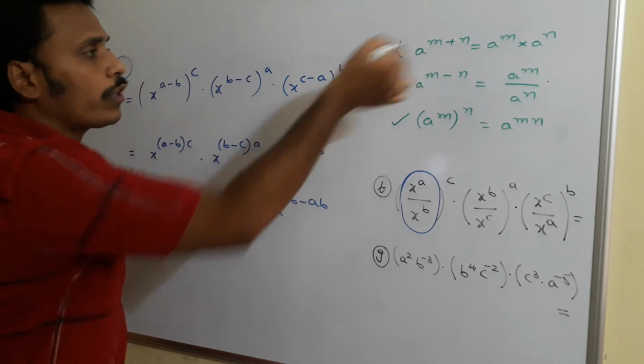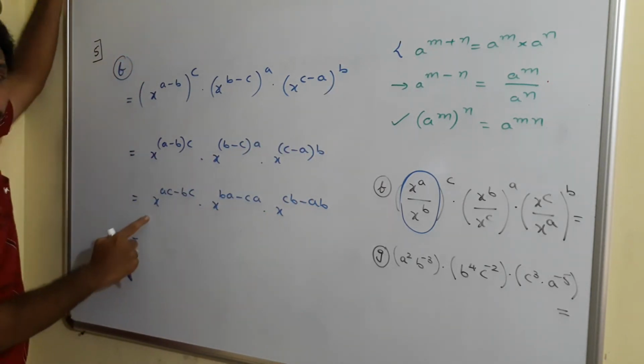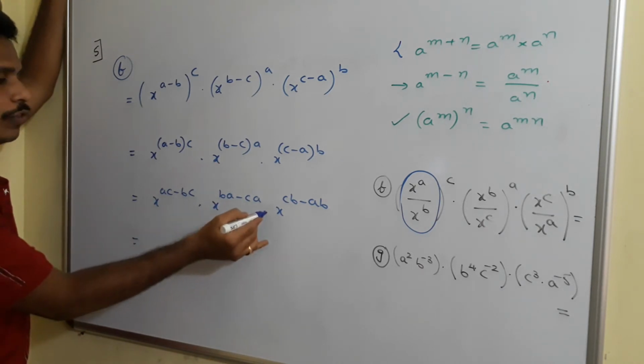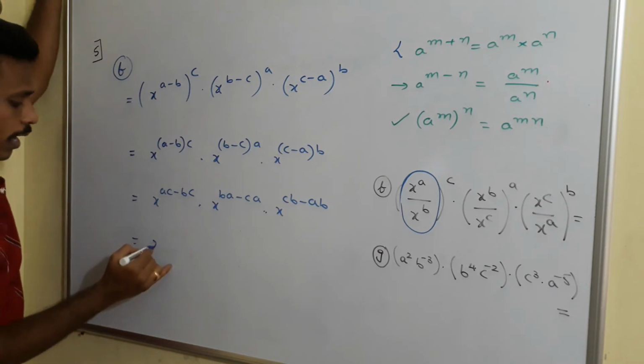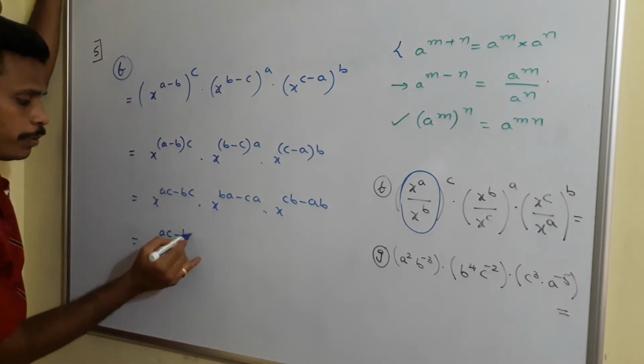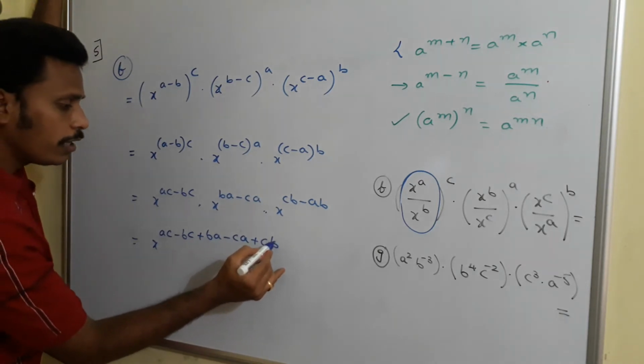Okay, I already used this second law as well as third law. Now you just use this first law. What is that first one? If you have different exponents with the same base and multiplication sign in between them, you need to add the powers. Add the powers like m plus n. So x power ac minus bc plus ba minus ca plus cb minus ab.